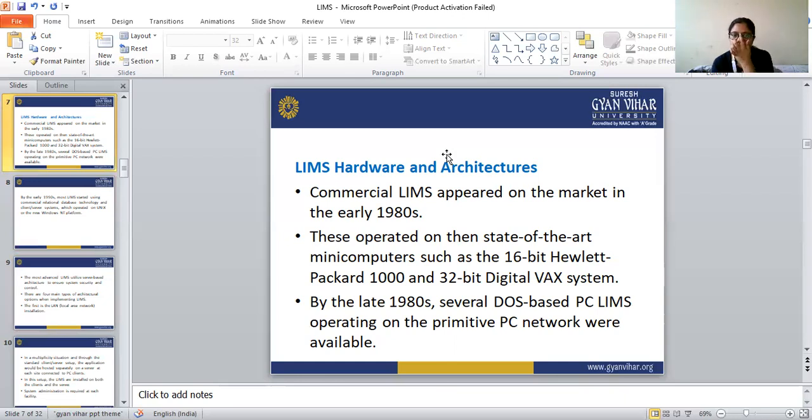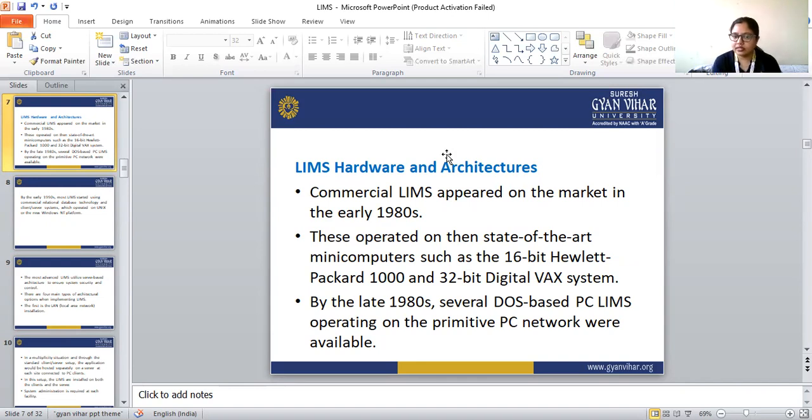So the commercial LIMS appeared on the market in the early 1980s, and these LIMS operated on the mini computers. I have given some examples of these mini computers: the 16-bit Hewlett-Packard 1000 and the 32-bit digital VAX system.